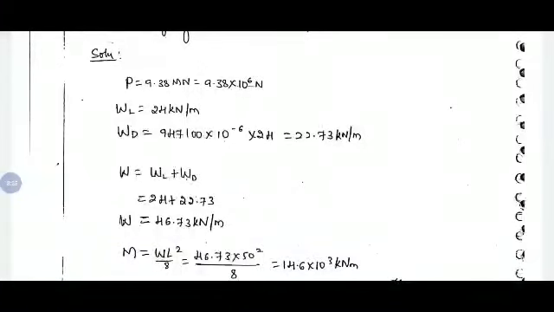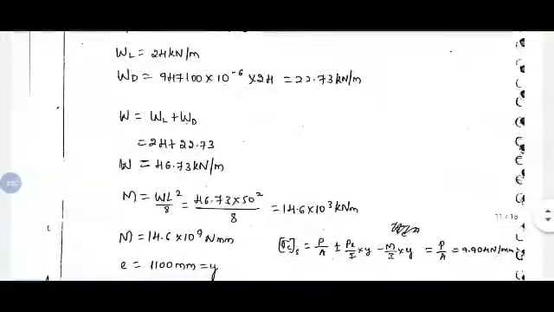Live load is given as 24 kilonewton per meter. Here we need to consider additional loads. So dead load is area of cross section into density of concrete, 22.73 kilonewton per meter. Here 10 raised to minus 6 is converting mm square to meter square. W total load is WL plus WD, dead load plus live load, we will get this. And moment due to both dead load and live load, M.